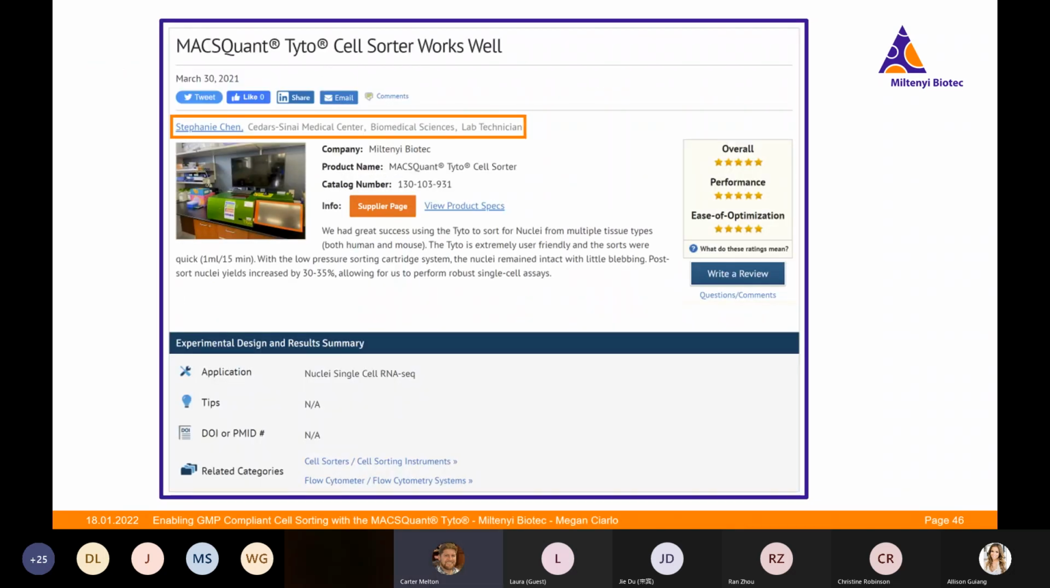So this is just a testimonial on the ease of use. It's saying that they did have great success in sorting nuclei from multiple tissue types on the Tyto for both human and mouse, and it was user-friendly with these low pressures.